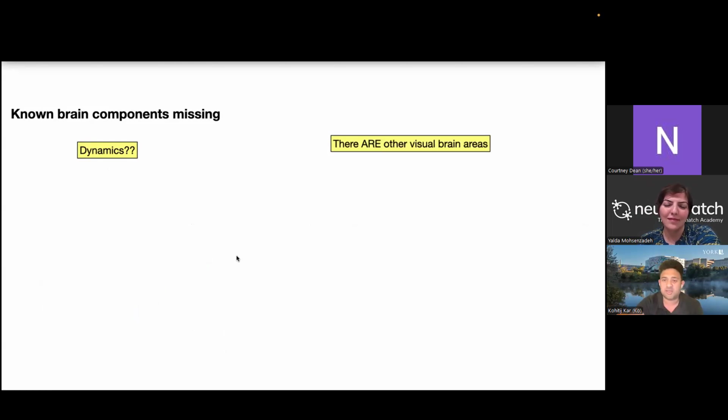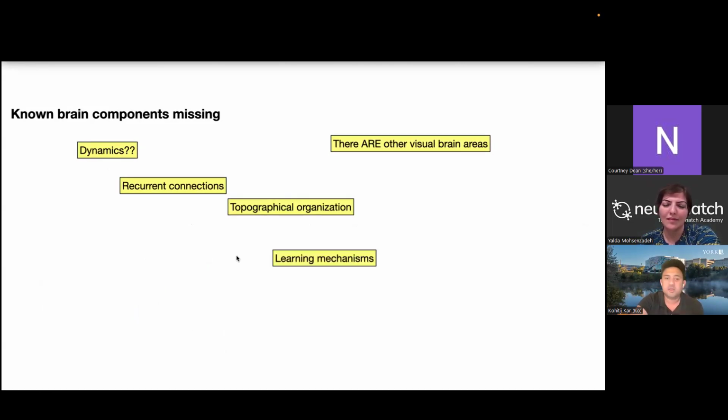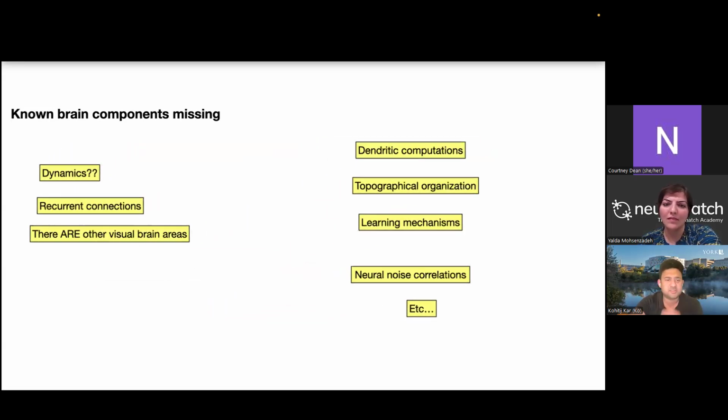There are other visual areas than V1, V2, V4, IT. There are recurrent connections in the brain. The brain has a nice functional topography that has been reported for a long time. Models don't have them or did not have them. There are models that are beginning to have them. Learning mechanisms in the brain are known to be very different from the learning algorithms used in the models. Brains use dendritic computations. There is no notion of such structures in the models. Neural noise correlations, a lot of stuff.